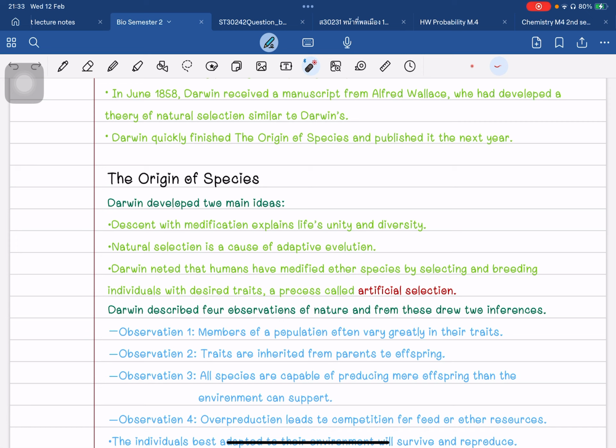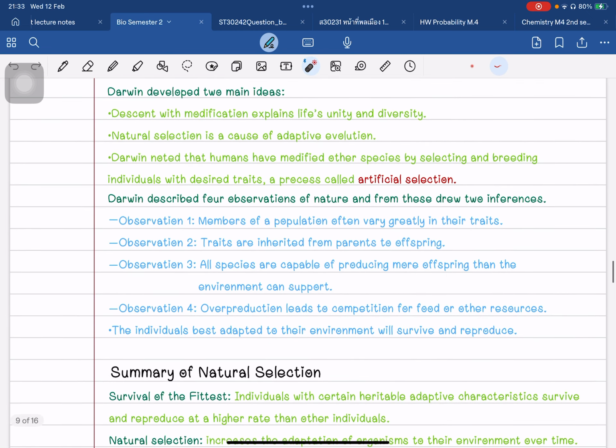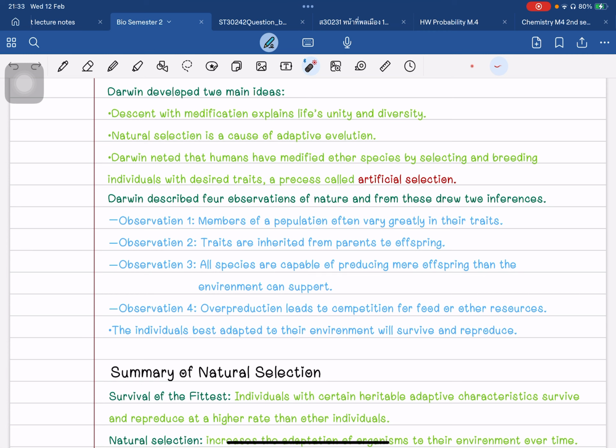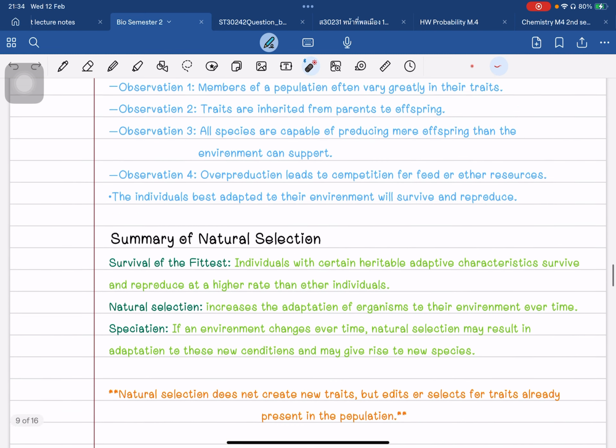So Darwin described four observations of nature, and from these drew two inferences. Observation 1. Members of populations often vary greatly in their traits. 2. Traits are inherited from parents to offspring. 3. All species are capable of producing more offspring than the environment can support. And 4. Overproduction leads to competition for food and other resources. So the individuals best adapted to the environment will be the ones who survive and reproduce.